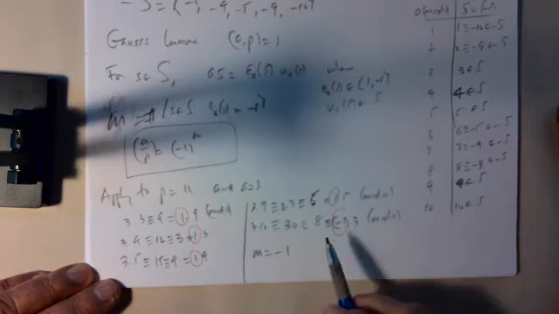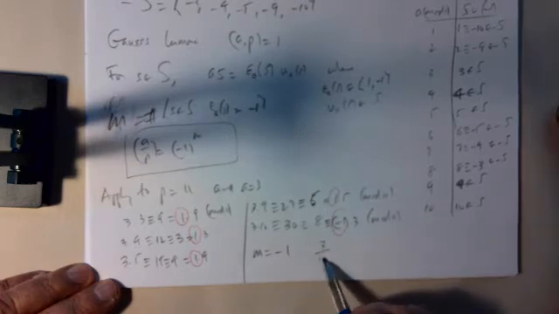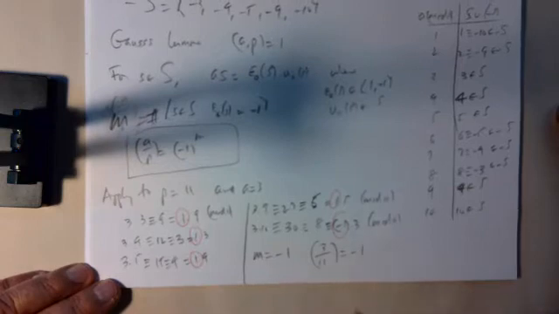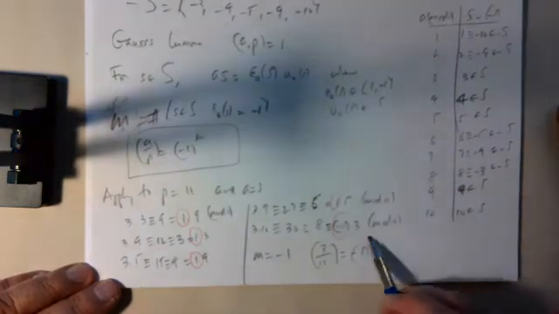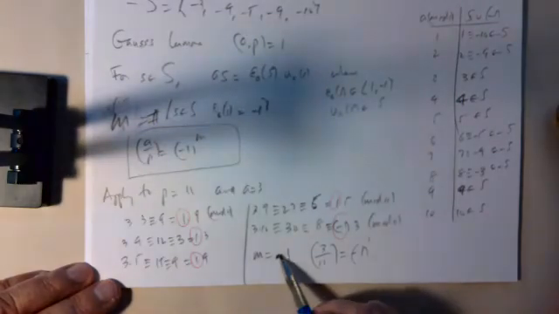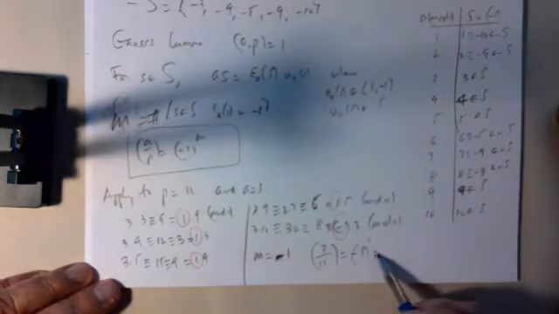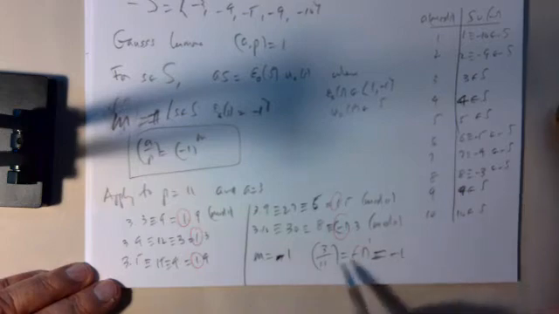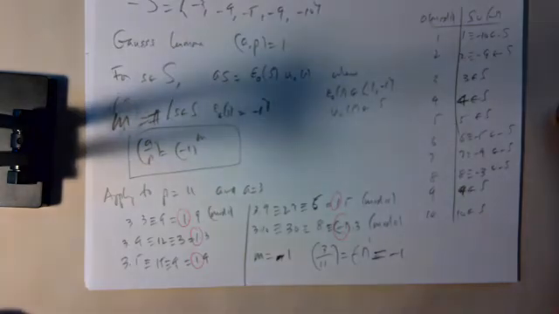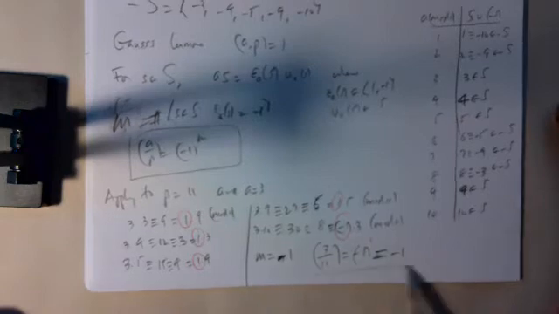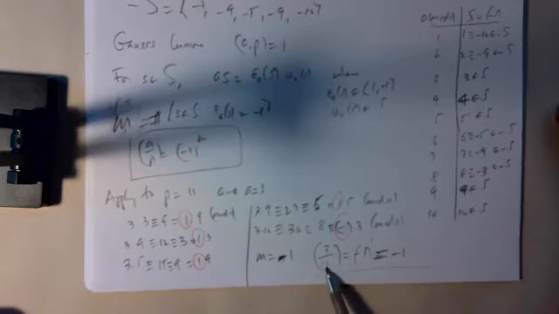So that says that 3 over 11 is equal to minus 1 to the m. Sorry, m is equal to 1. There's one negative number. So this is minus 1 to the 1, or minus 1. So 3 is not a quadratic residue mod 11. So there's no reason to start squaring numbers to see if you get 3. By Gauss's lemma, we know 3 is not a quadratic residue mod 11.